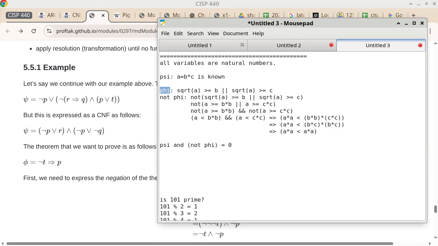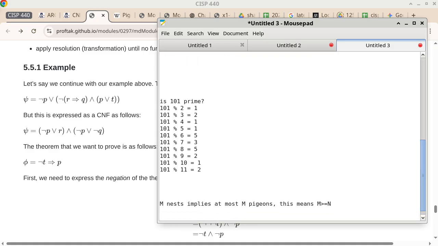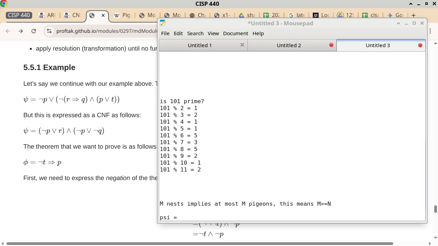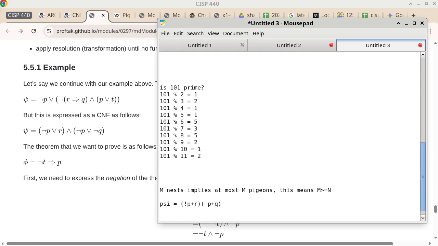Now, obviously, I cannot use Greek letters in a plain text editor, so I'm just going to have to spell out psi. So psi is the negation. Well, we have already shown that this particular psi can be converted to a CNF like this. So this is the same thing as not P or R, and not P or Q. This is from the previous class.